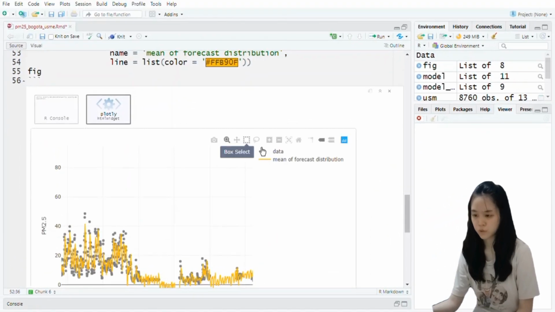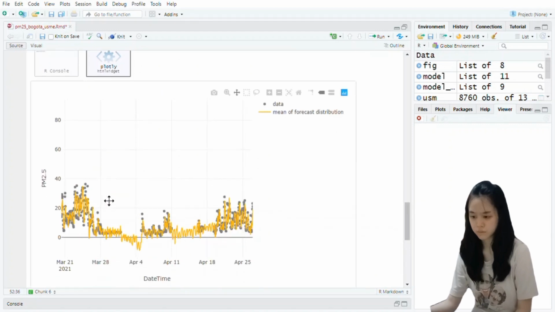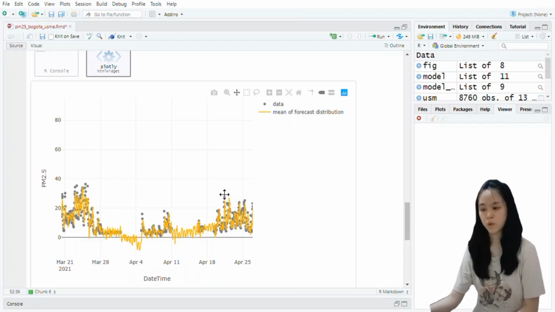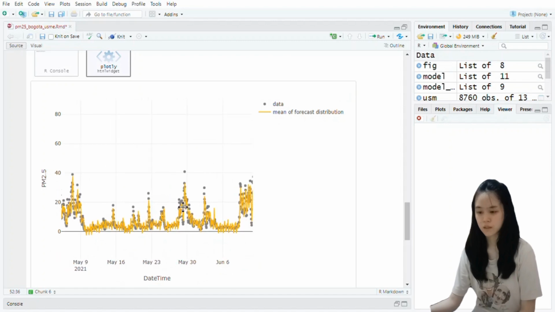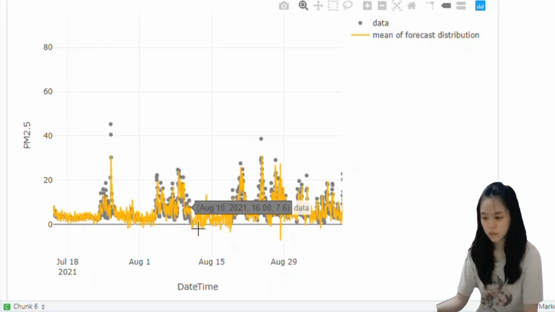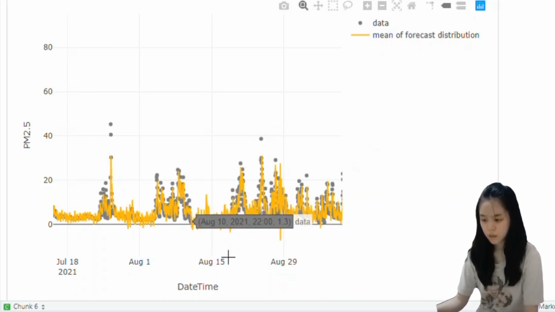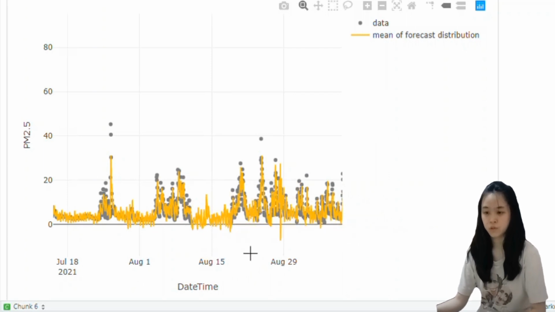Let's try to move around the plot. As you can see, the yellow line is doing pretty well in predicting the next step ahead because it's following the dots. Okay, so let's see that around August 2021, we have a big gap here as well. But the prediction is quite good. I mean, very little of it is below 0. Let me save it first. Okay.